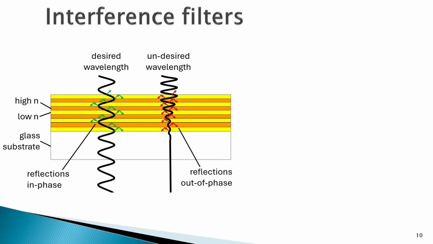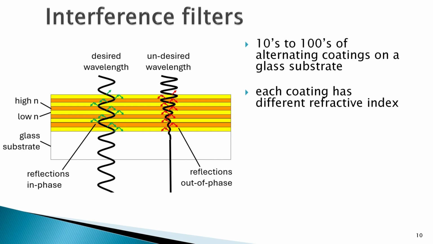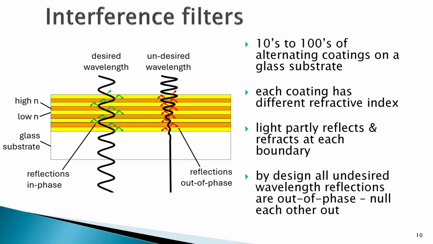Interference filters are rather different than absorption filters. They are made by adding tens to hundreds of extremely thin alternating layers on a glass substrate. Each layer is made from a material with a different refractive index. As a result, at each boundary between layers, light partly reflects and partly refracts. By carefully choosing the thickness of these layers, it is possible to have all the reflections of undesired wavelengths out of phase with each other, so they cancel out, allowing only the desired wavelengths through.